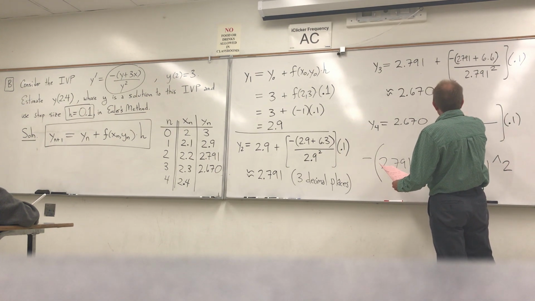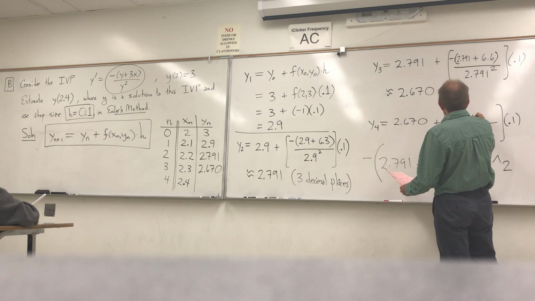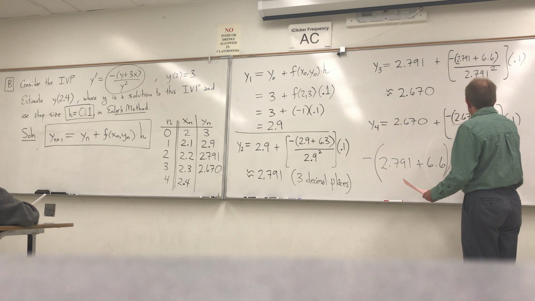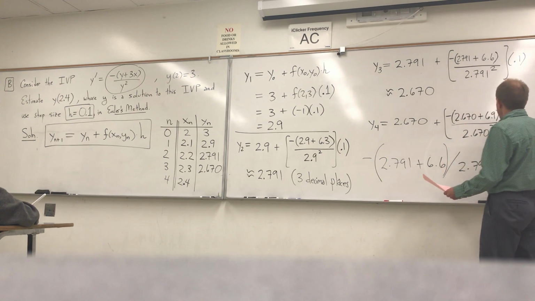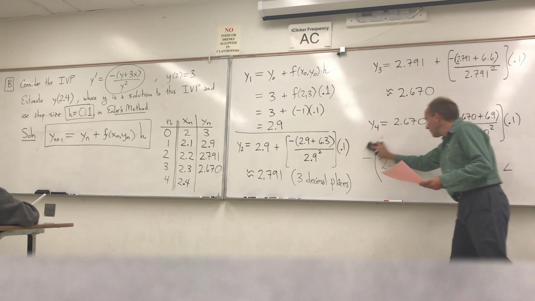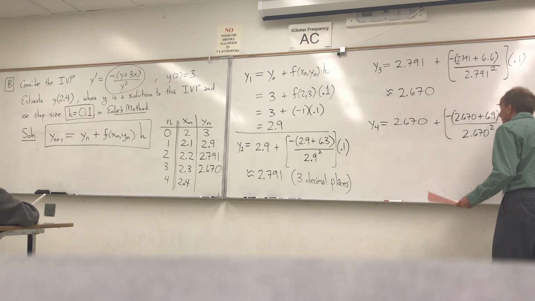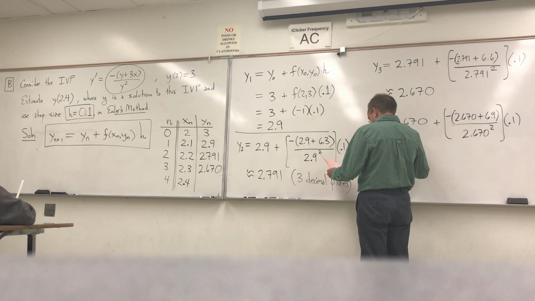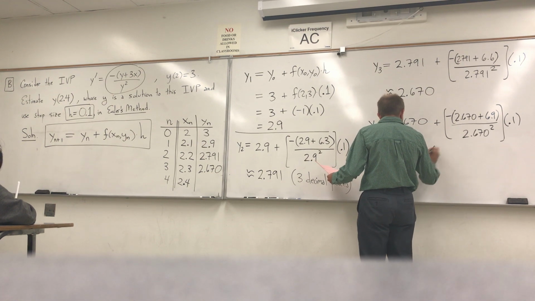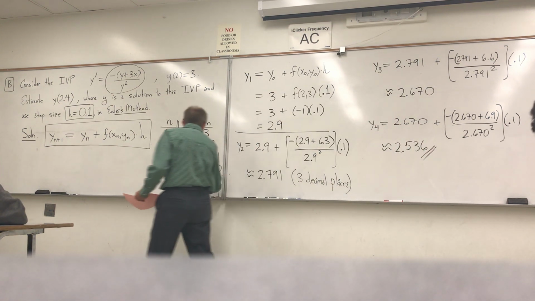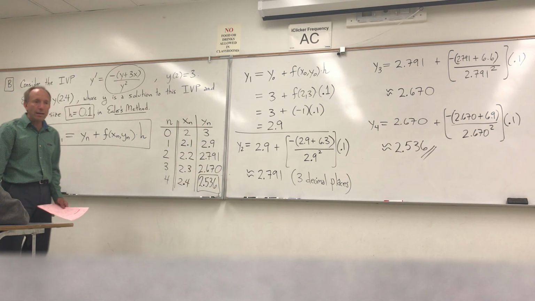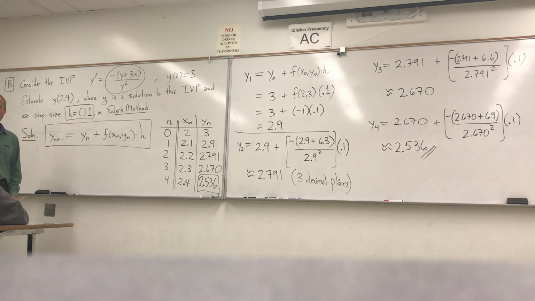So what am I going to have here? Negative of 2.670 plus 6.9 all over 2.670 squared. And that comes out, I've already worked this out ahead of time, to approximately 2.536. So if I asked for 3 decimal places, this is what you would give as an answer. Does everybody remember this more or less?